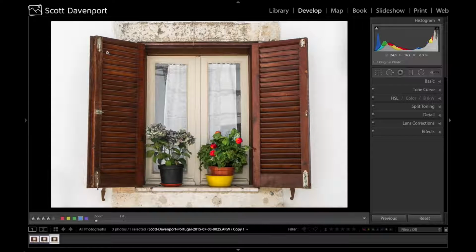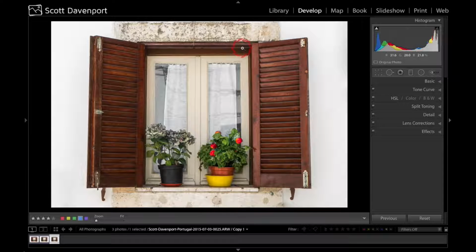Scott Davenport here with a quick tip for you in Lightroom about straightening verticals and horizontals in architecture photos. So here I have a photo of a window, on the second or third floor, and I'm at street level shooting upward at it, and there is a very slight distortion in the verticals. From the base of the window, it's a little wider than the top, so the vertical lines at the shutter are angling inward ever so slightly. And I want to correct that.